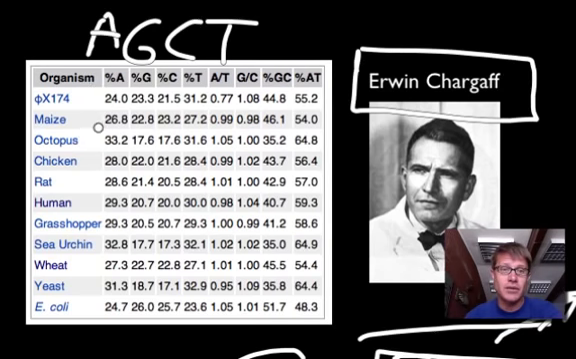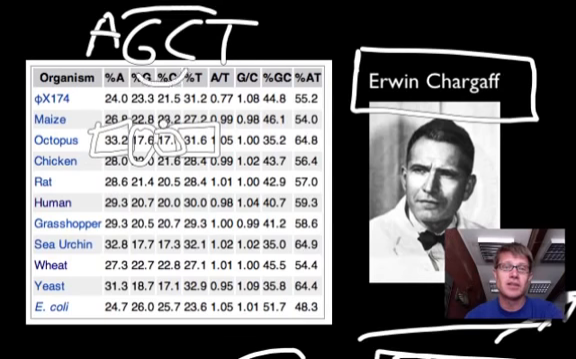If you look at, for example, octopus, the amount of A, 33.2, and the amount of T is about the same. And if you look at the amount of G, 17.6 and 17.1, that's about the same as well. In other words, the amount of A and the amount of T is always the same, and the amount of G and the amount of C is always the same. We sometimes call this Chargaff's rule.